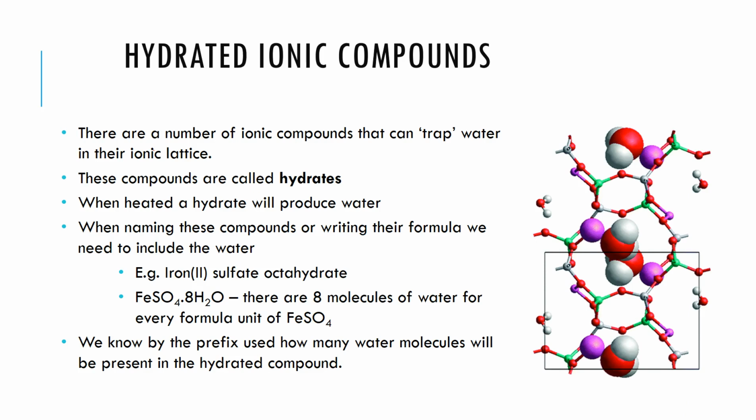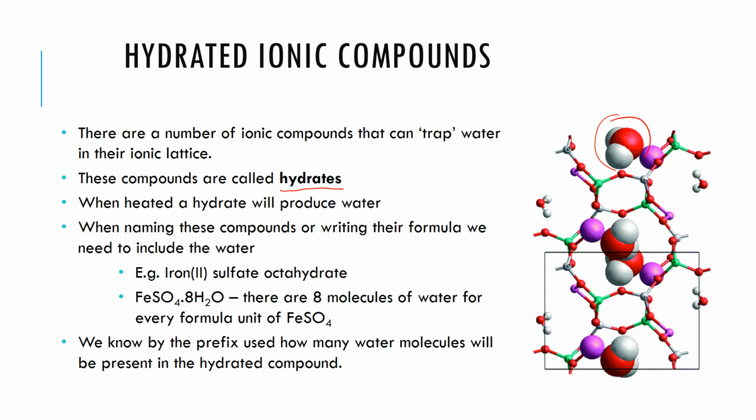This is where things get a little bit funny, and we'll look at some of these in class as well. There are a number of ionic compounds that can trap water in their ionic lattice, and that's what we see here. These water molecules are inside a complex lattice. They're not forming part of the lattice, but they get stuck in the gaps. When this happens, we call these hydrates, so basically things that are hydrated with water.